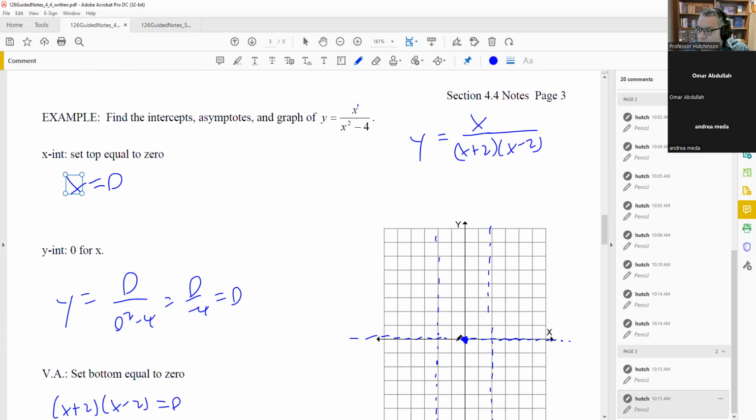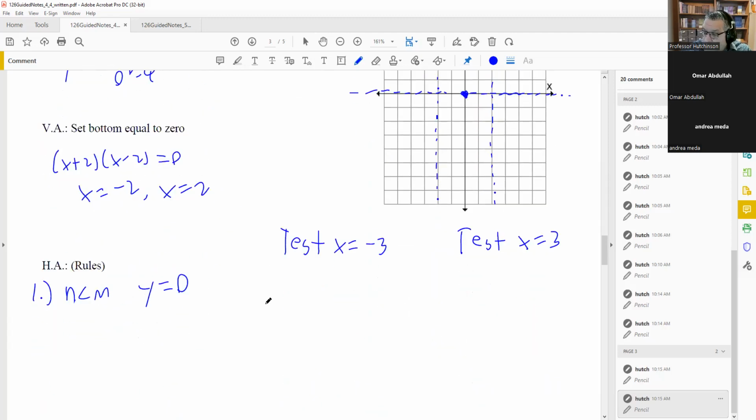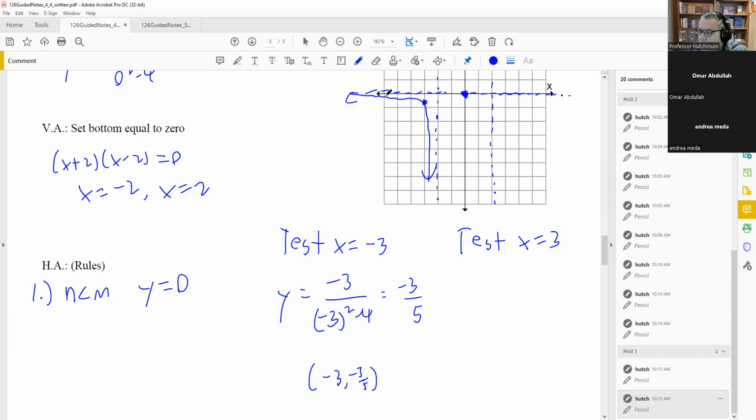Okay. The original graph is x over x squared minus 4. So I'm going to do y equals -3 over (-3) squared minus 4. That's going to give us -3 over 5. So I get the point -3, -3 fifths. That's going to give us a point right there. That tells me that the graph is going to be below. So right here, now I know that section is going to follow this dotted line. It'll hit that point and then go down the other one. So now I know the graph is below.